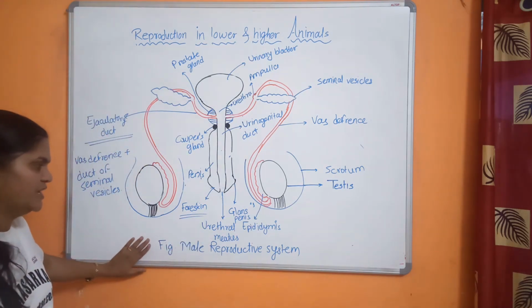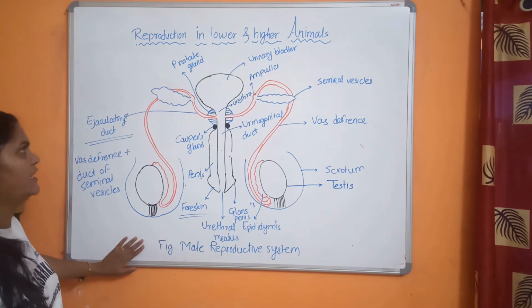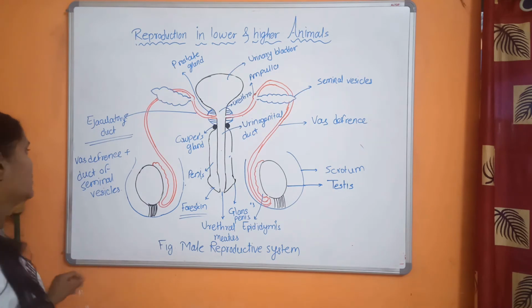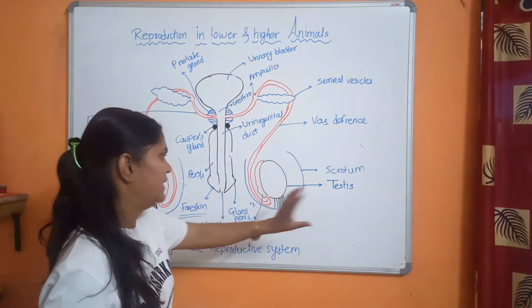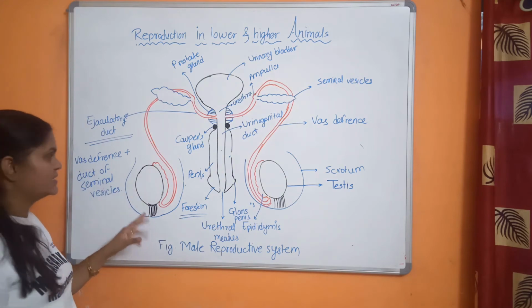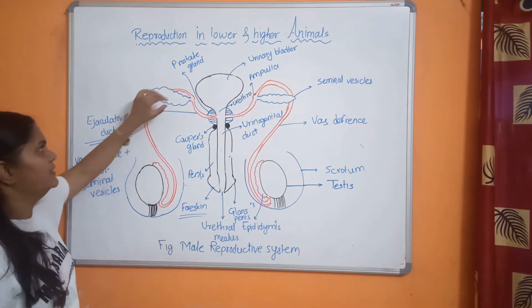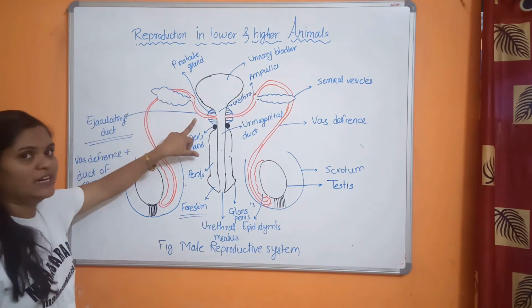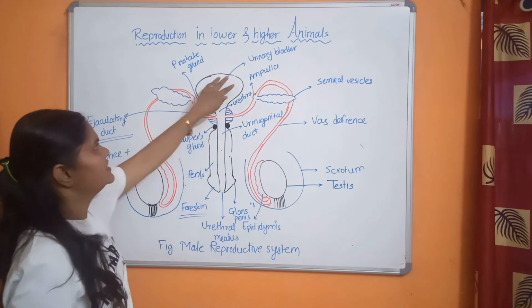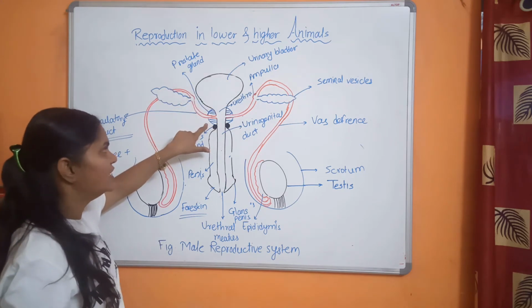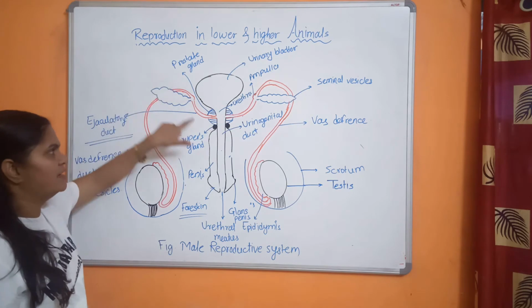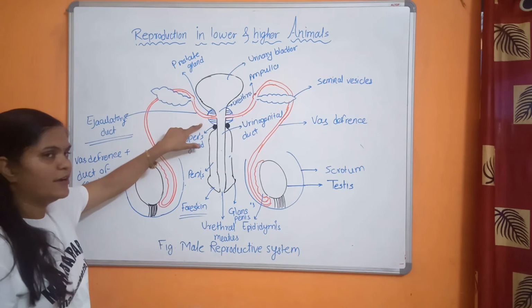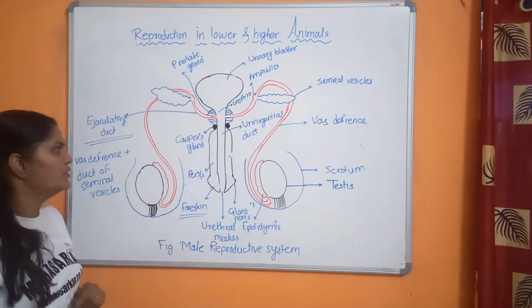This diagram is very important for your board exam and even your CET exam, so all the names are very important. So: scrotum, testes, epididymis, then vas deferens, then the seminal vesicles, and the seminal vesicles and vas deferens form the common ejaculatory duct. This is the urinary bladder, and this donut-shaped gland is the prostate gland. Then the very small P-shaped gland is Cowper's gland, also called the bulbourethral gland.